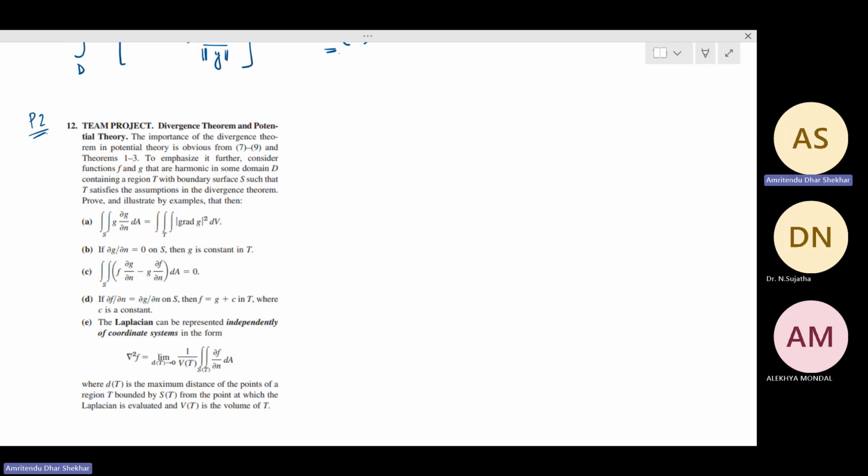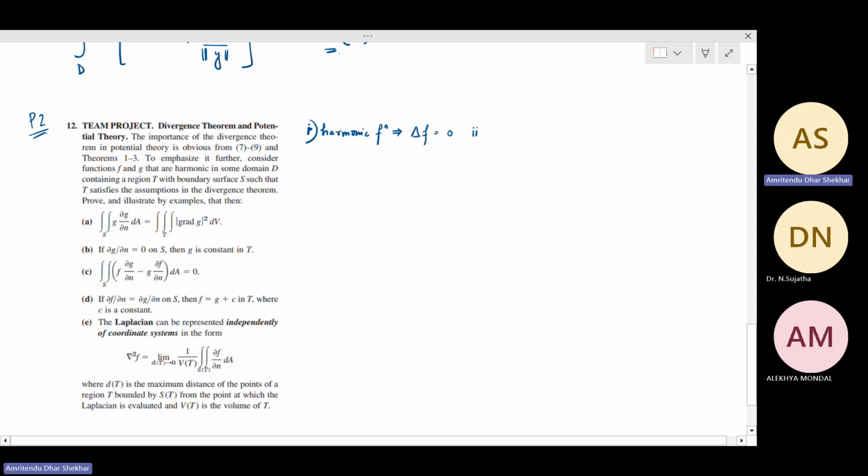So when we say that a function is harmonic, that means the Laplacian is equal to zero. Harmonic function implies that the Laplacian is equal to zero. So that's number one.